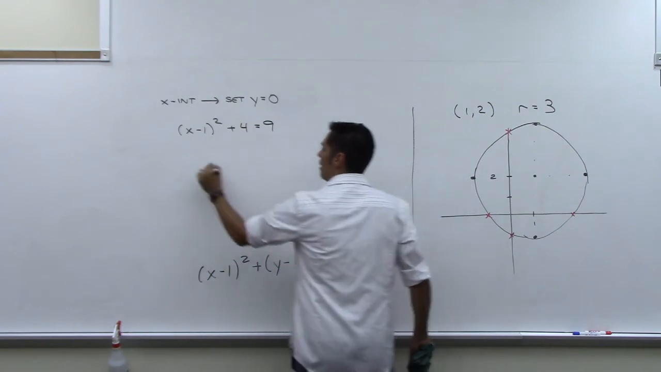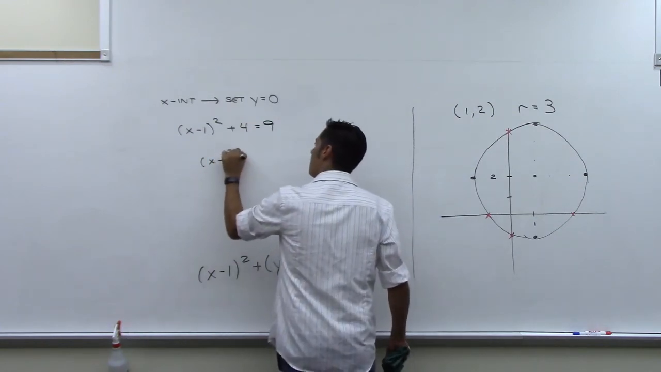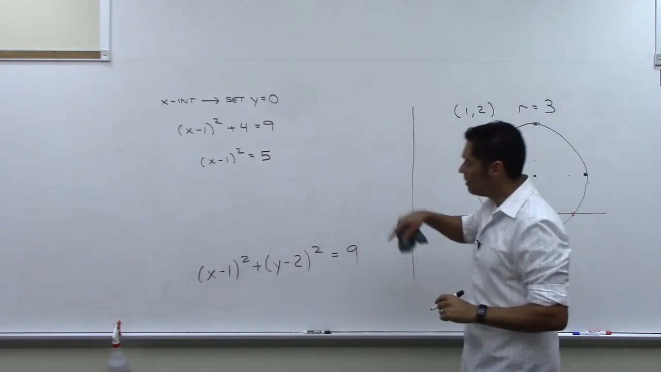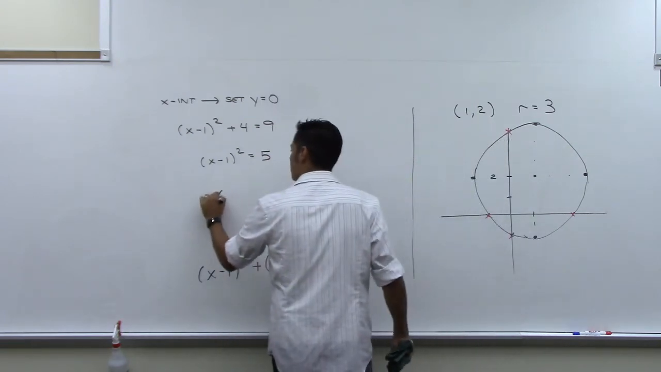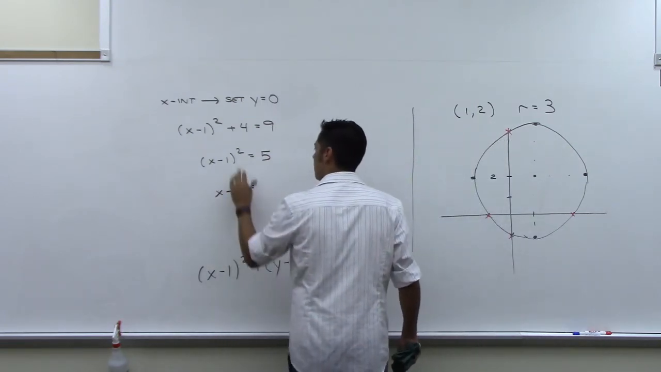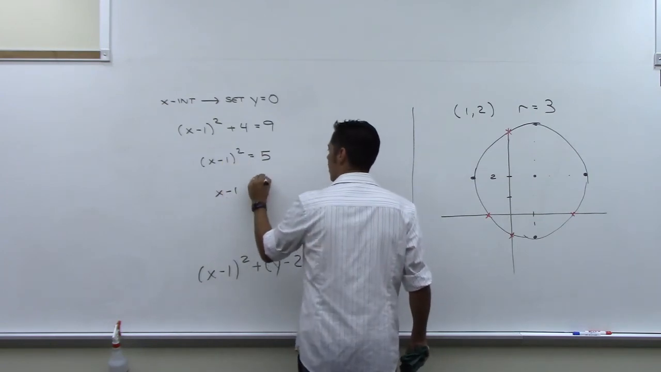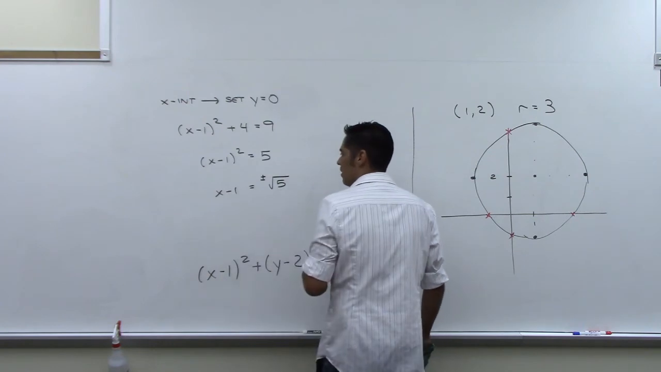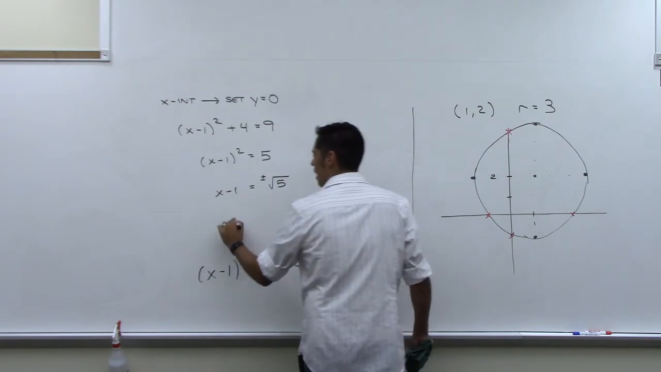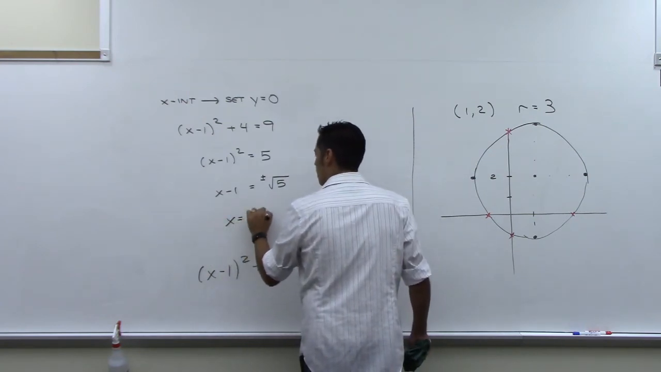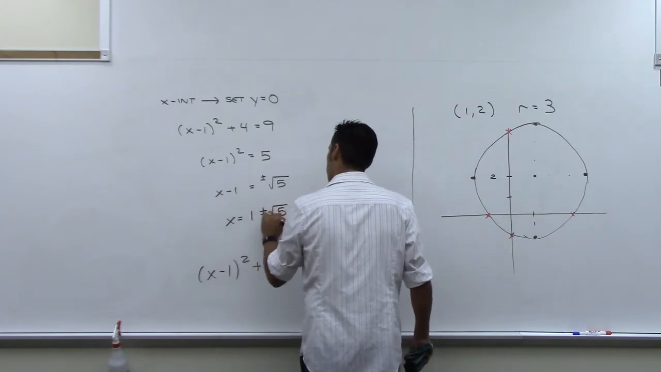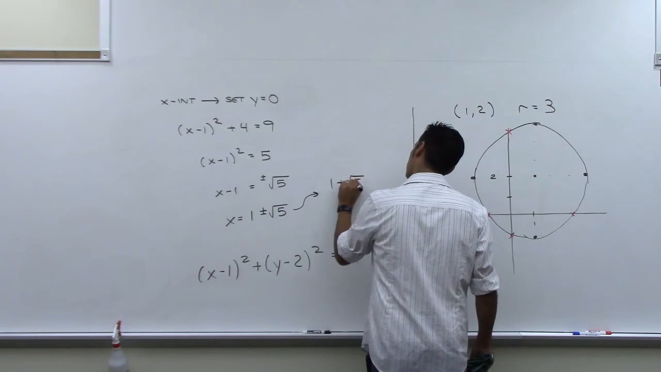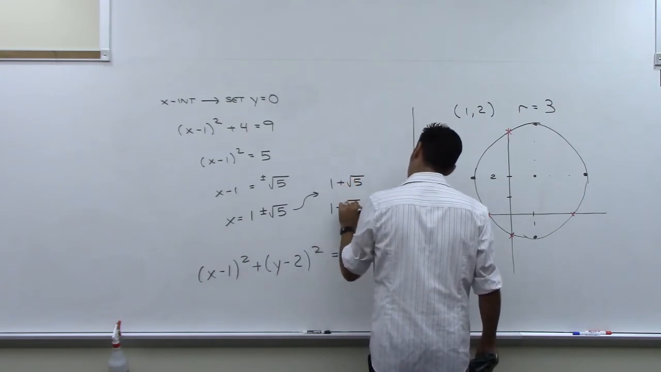Now I subtract 4 from both sides and get 5. Now I take the square root on both sides. And when I do that, over here I get x minus 1. Over here I get plus or minus square root of 5. And then finally, I will add 1 to both sides. You get x is equal to 1 plus or minus root 5. So this is really two answers. 1 plus root 5, 1 minus root 5.